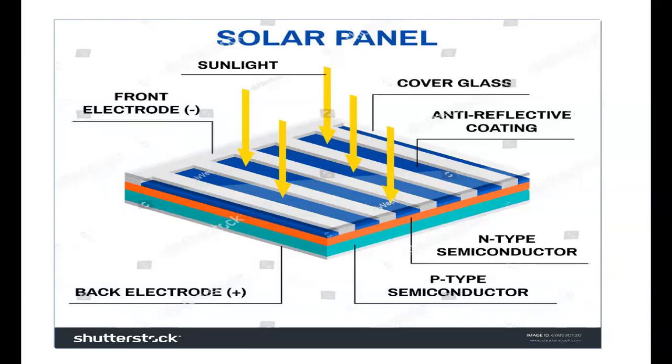One is known as the back electrode and another one is known as the front electrode. These are the two contact terminals that will be connected by the conductor material. So it is a p-type semiconductor, on the top it will be an n-type semiconductor, an anti-reflective coating and cover glass, and on the top there are two electrodes which will be used for connecting to the circuit by the conductor. So that is the basic construction of the solar panel.